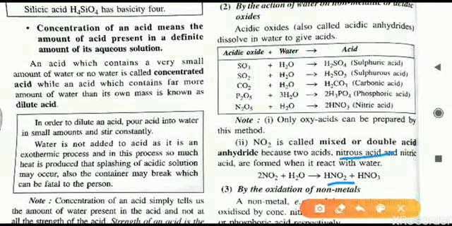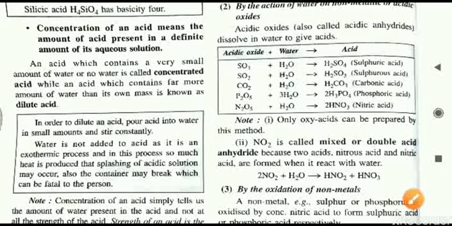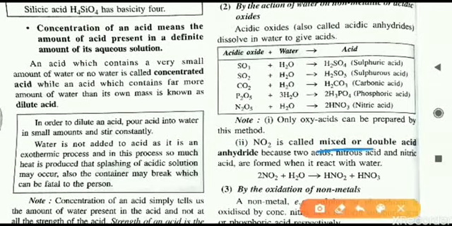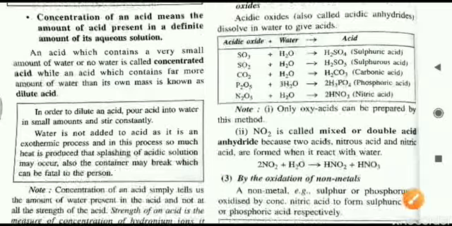HNO2 is called nitrous acid. Remember the names. HNO2 is called nitrous acid, and HNO3 is called what? It is called nitric acid. These are the mixture of acids which are produced by this mixed or double acid anhydride, that is NO2. I hope it is clear.